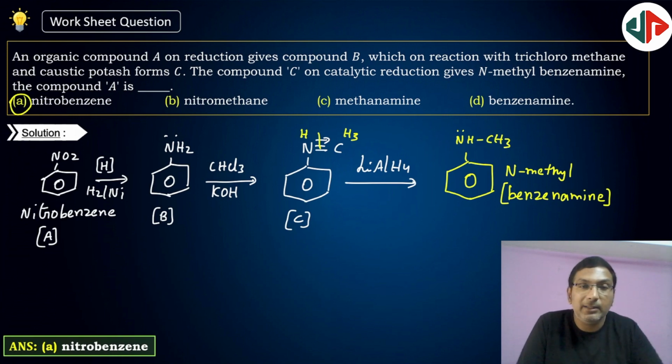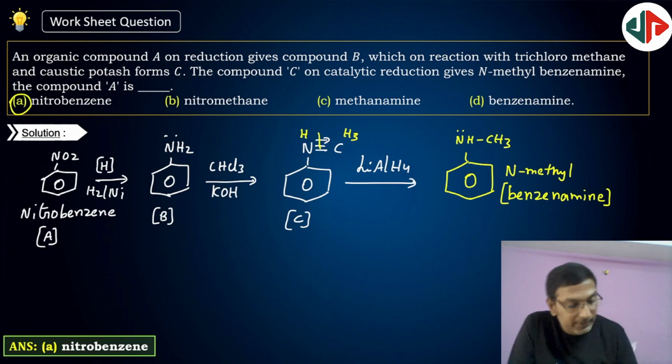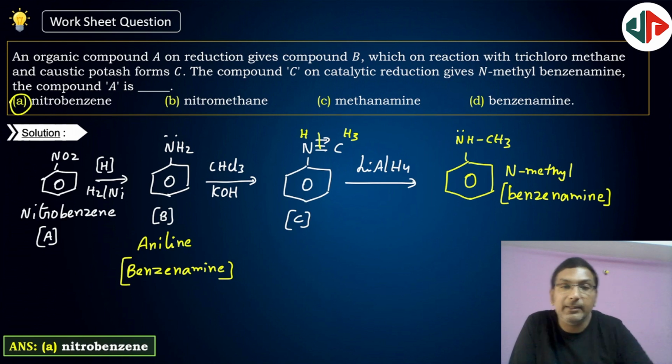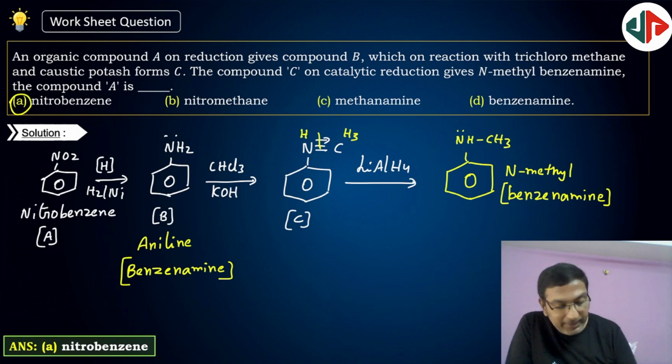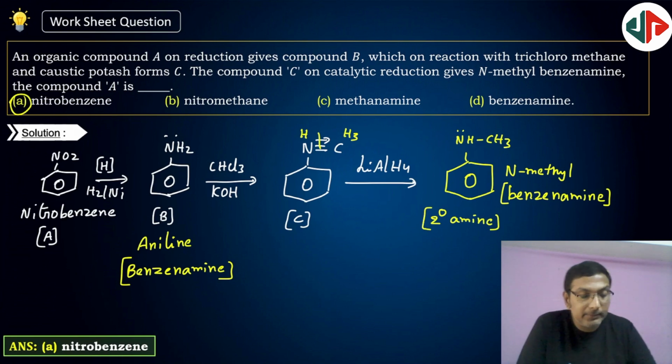So nitrobenzene on reduction gives first aniline, or benzenamine. Benzenamine is the IUPAC name for aniline. On treatment with chloroform and KOH it gives isocyanide, the isocyanide test. Next, on reduction it gives N-methyl benzenamine, which is a secondary amine. NH means secondary. Option A. Next.